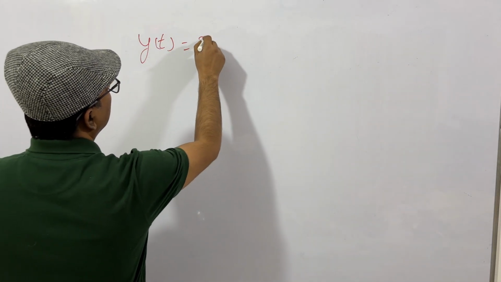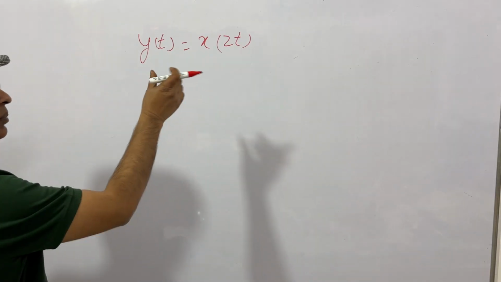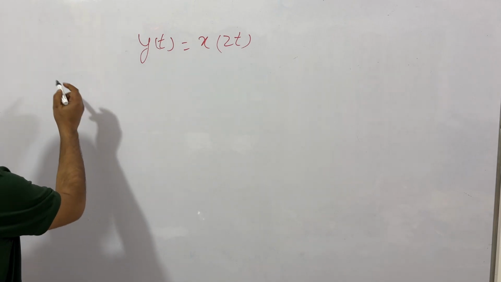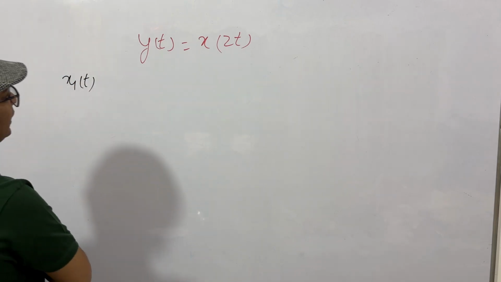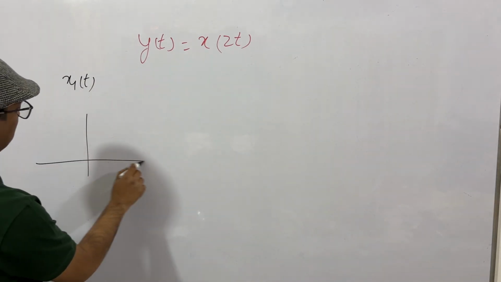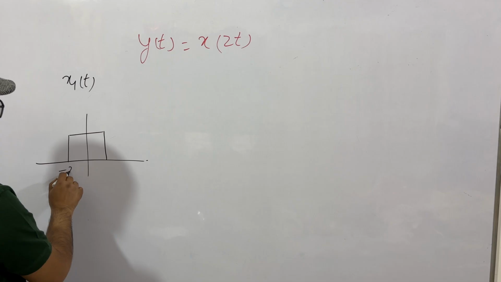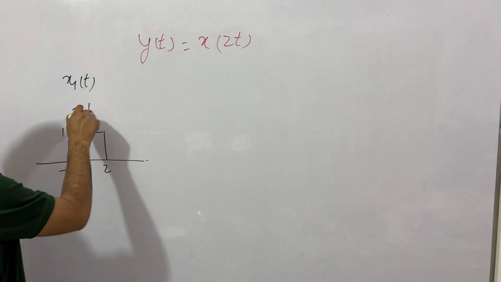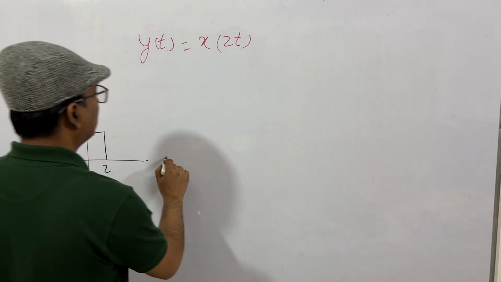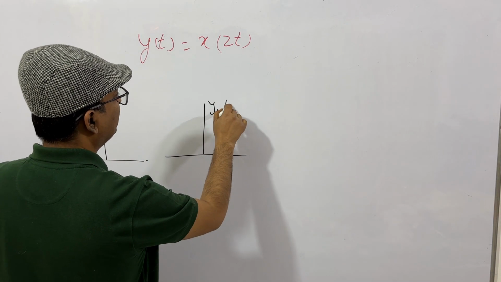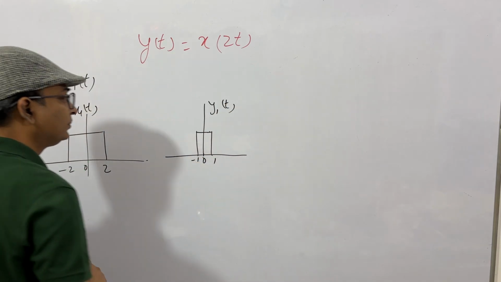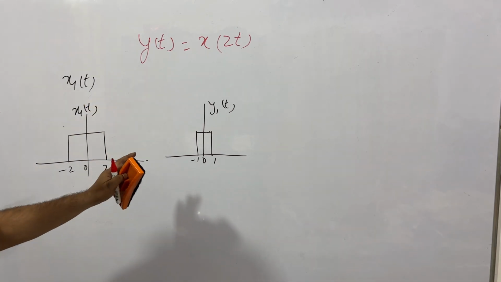y(t) is equal to x(2t). You know, this is compressed by a factor of 2. So let's take x1(t). We take the example of x1(t), which is like this, from minus 2 to 2. This is your x1(t). What will be y1(t) as per this? This will be a compressed version of this. You know this. Your y1(t) will be the compressed version, that is, this will be from minus 1 to 1.